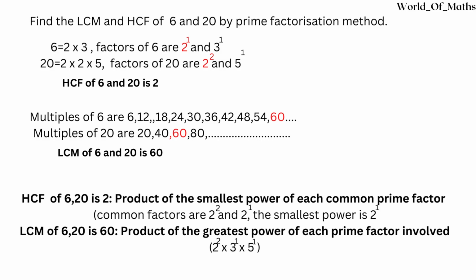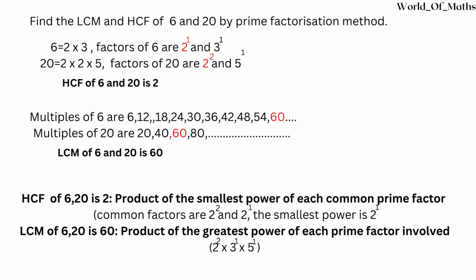From this question we can say HCF of 6 and 20 is 2. So the HCF of two numbers is the product of the smallest power of each common prime factor. In the above question, the common factors are 2 to the power of 2 and 2 to the power of 1. And the smallest power is 2 to the power of 1. Hence, the HCF of 6 and 20 is 2.